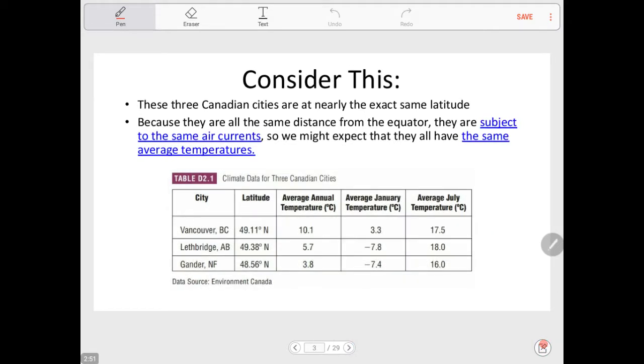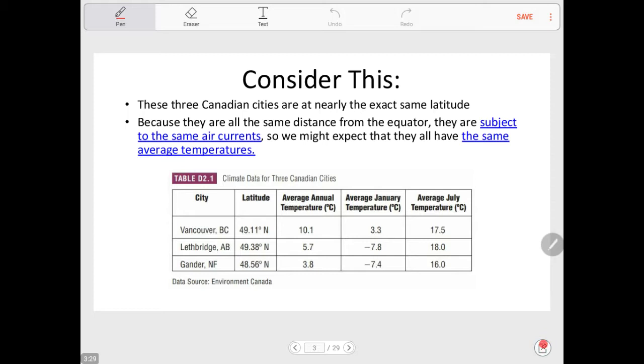That's something that you guys have talked about already. This is kind of interesting when I thought about this. It's from the textbook, and I thought it was really important to put in here. You have 3 Canadian cities. You have Vancouver, British Columbia, you have Lethbridge, Alberta, and Gander, Newfoundland. Now, it says here that these 3 cities are essentially at the exact same latitude. Another way of putting that is they are, give or take, the same distance away from the equator or north of the equator.